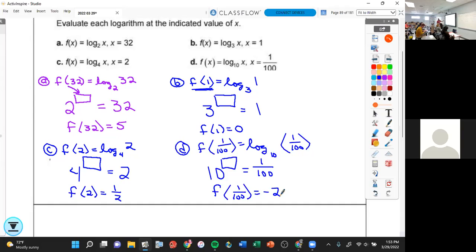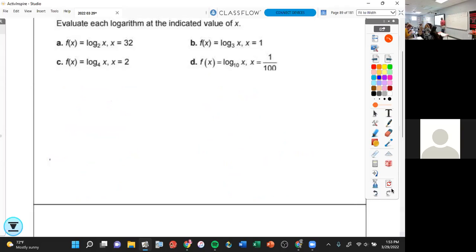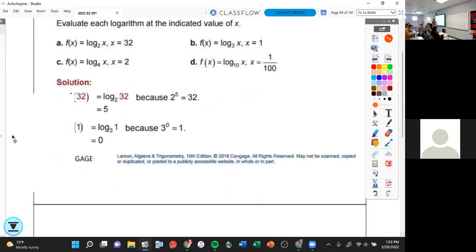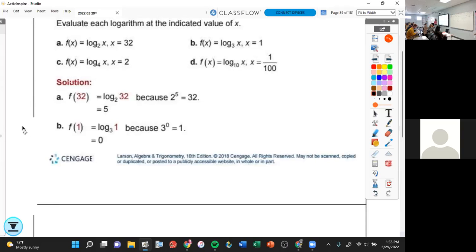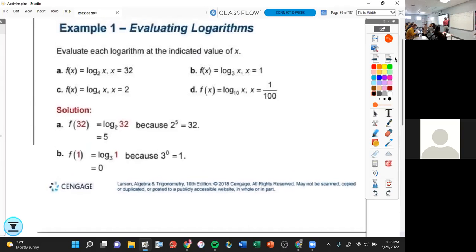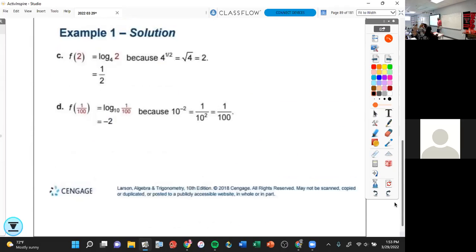Snap this if you want it. I'm about to delete everything on the slide. So there is A and B with the book working it out. I talked through it though. There's C and D. Questions so far? Anyone? Anyone?